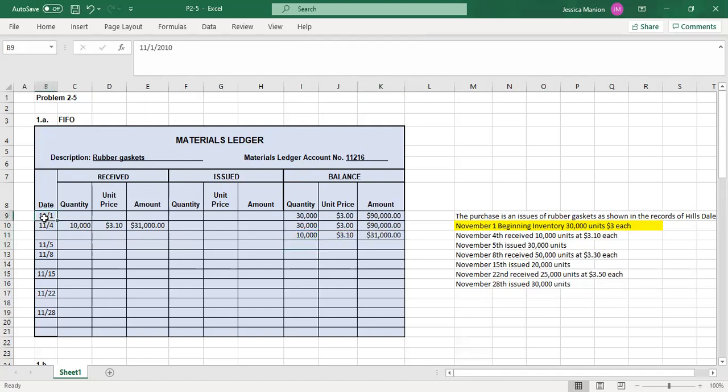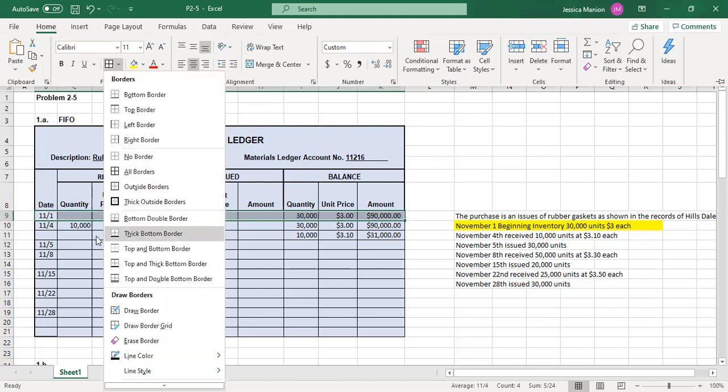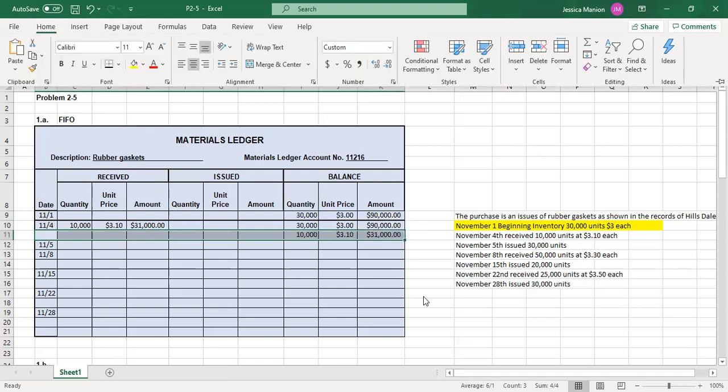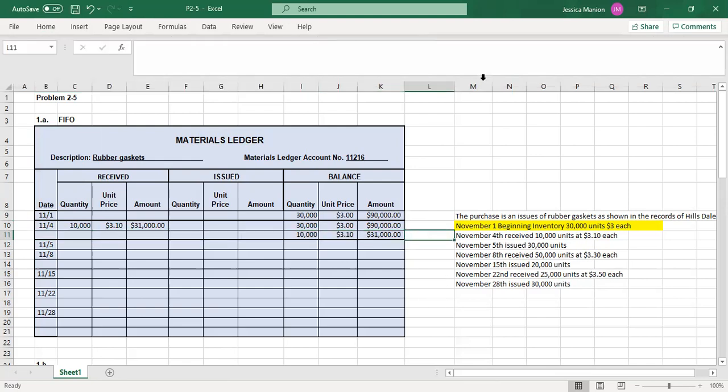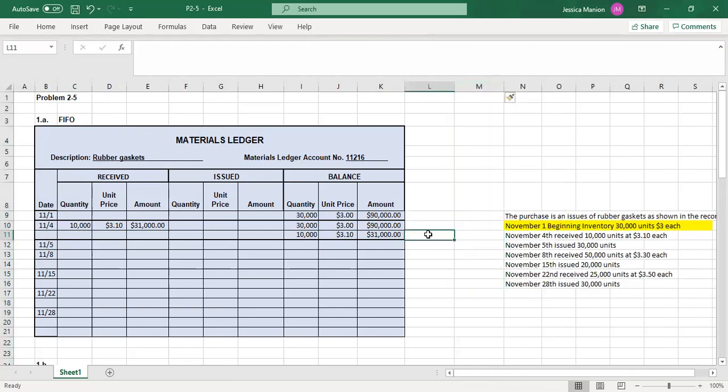I'm going to separate each of these days with a thick line, so we know. Let me insert a row because I like doing this the other day, as I think it helps. At this point, after November 4th, we've got 40,000 units at a total cost of, what's that, $121,000?